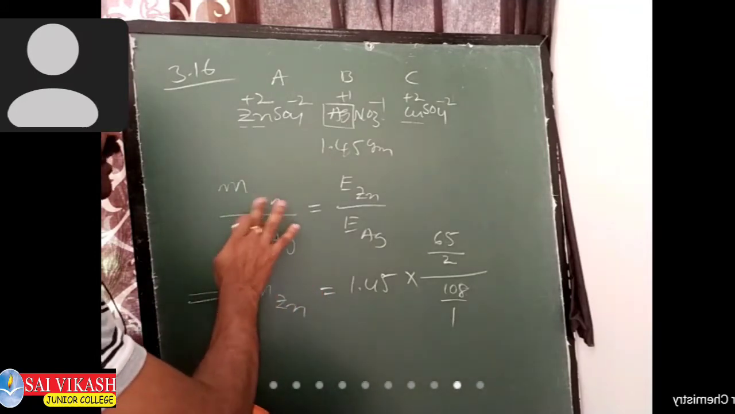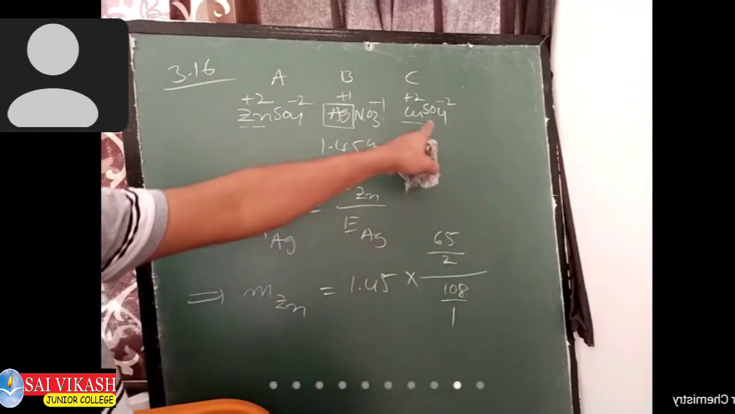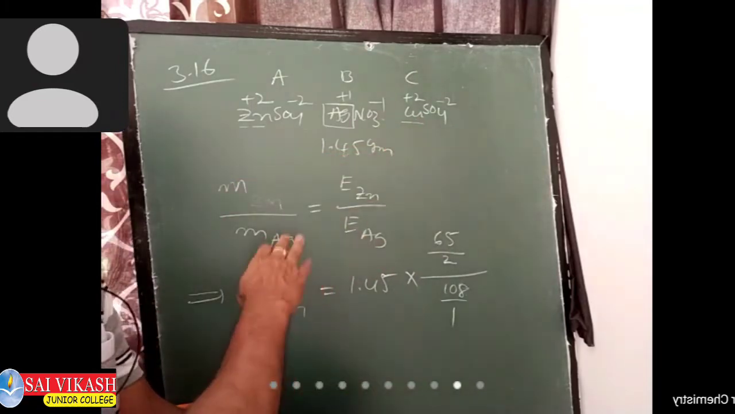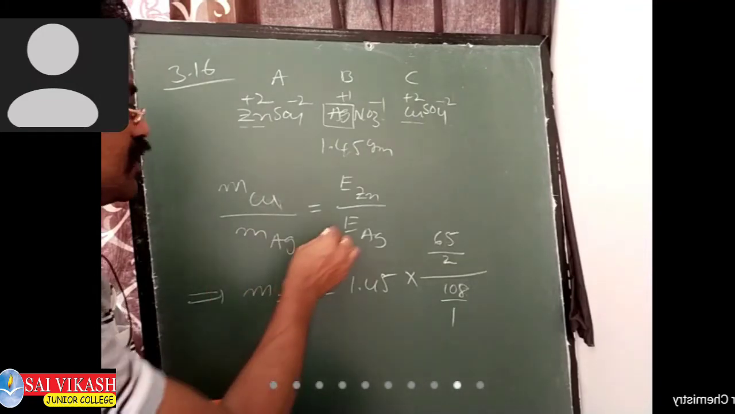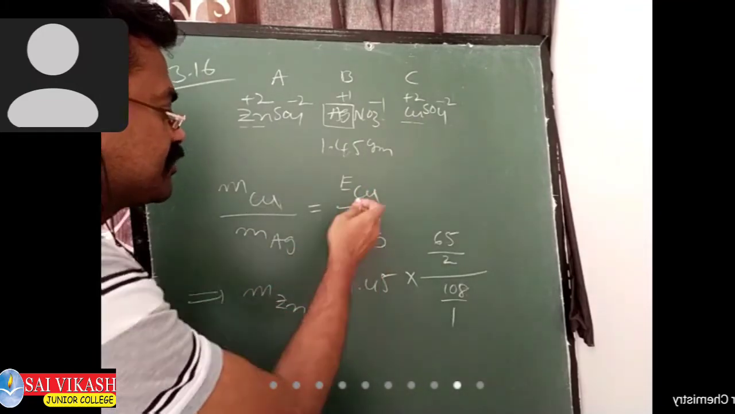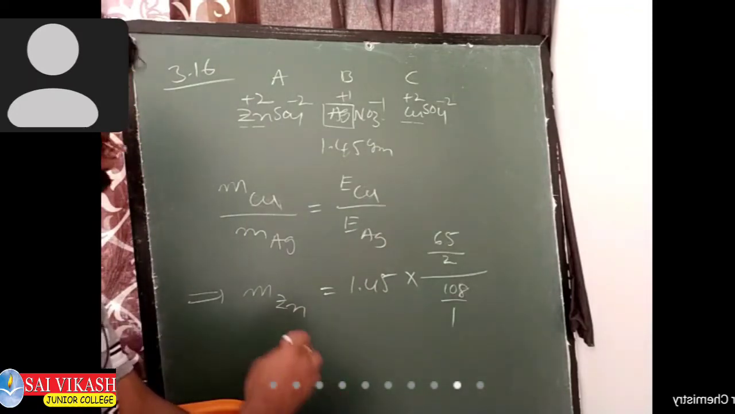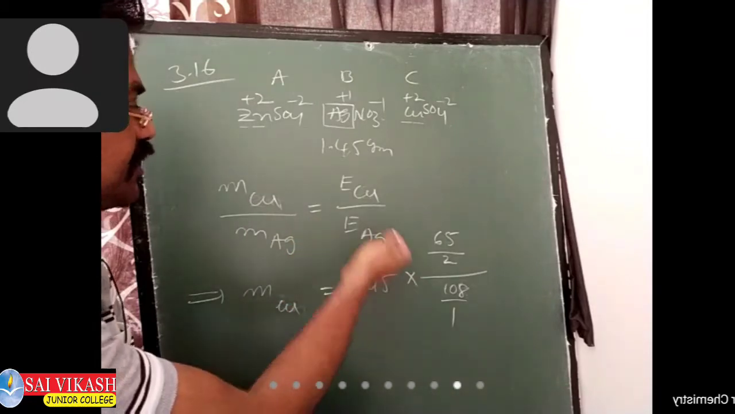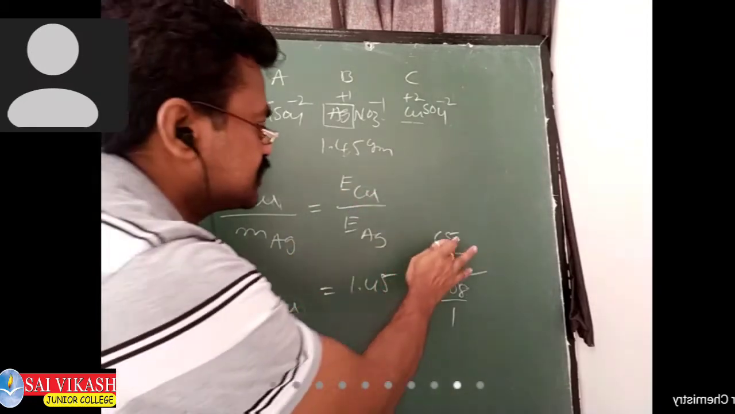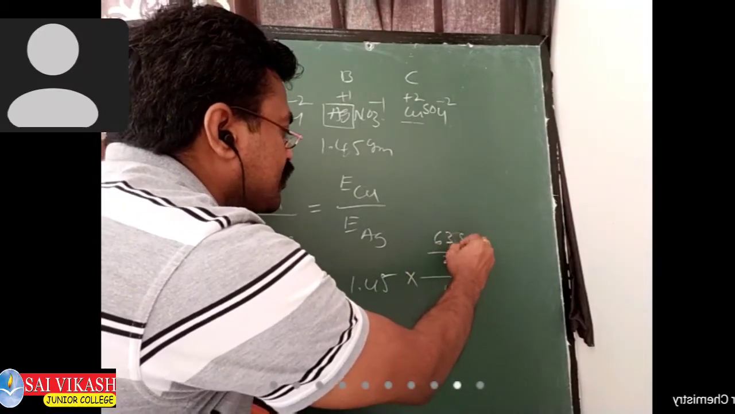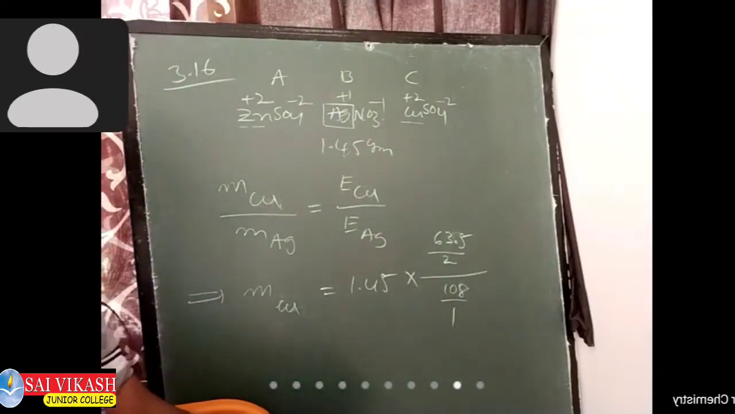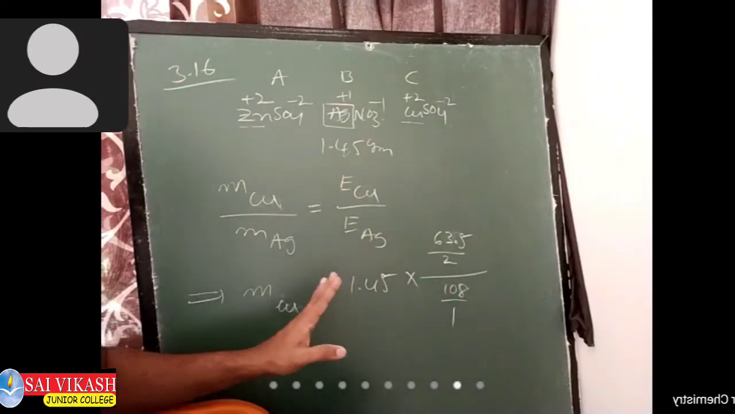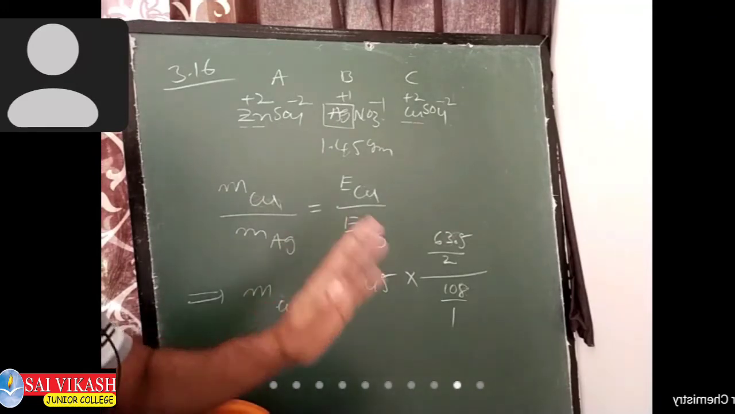Next, for copper also they are asking. For copper also you just compare. So the mass of copper by mass of silver is equal to the equivalent weight of the copper by equivalent weight of silver. Same. Therefore, here mass of copper is equal to mass of silver 1.45 into equivalent weight of copper. Copper mass how much? 63.5 by 2, this is as it is. Same, same type of calculation. Now you will get mass of copper here.